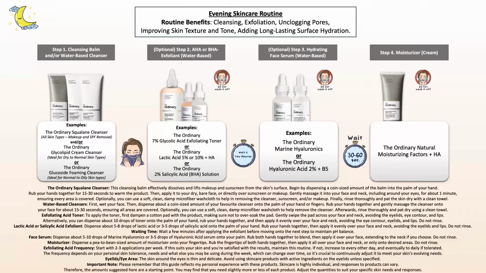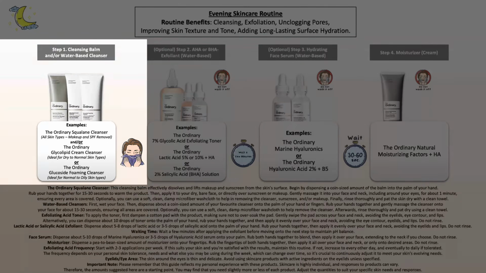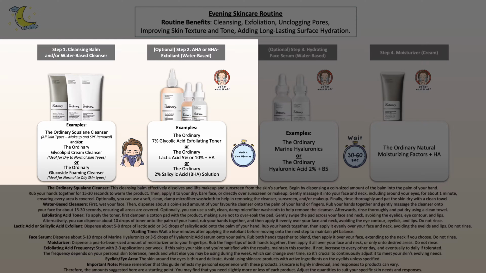For the evening routines, I have two examples. One which involves exfoliating acids and the other one is with retinol or retinoids. So you always start by cleansing your face with one of the recommended cleansers. For makeup and sunscreen removal, use a Squalane Cleanser either on its own or followed by a water-based cleanser if you prefer a double cleanse. To remove excess oil, dirt, sweat and other lightweight impurities, you can use either the Glycoside Foaming Cleanser or the Glycolipid Cream Cleanser. Then pat your skin dry and apply the exfoliating acid of your choice.